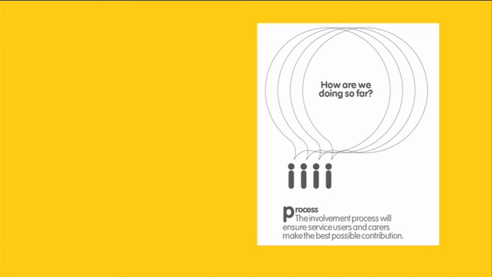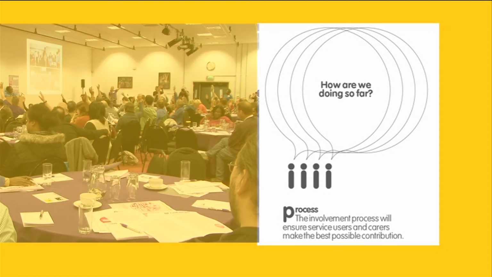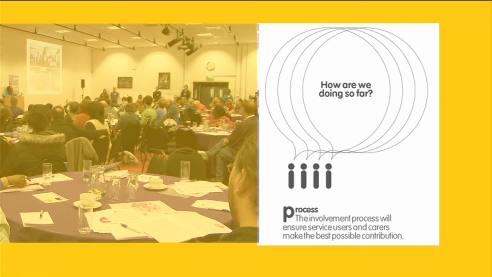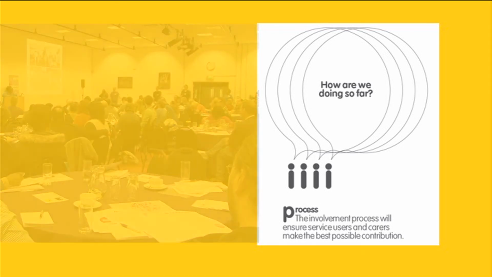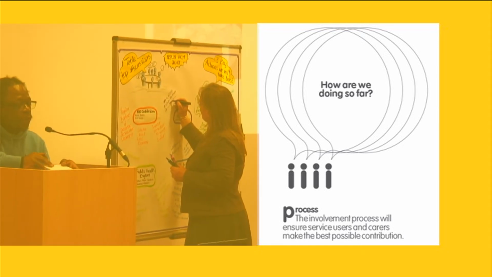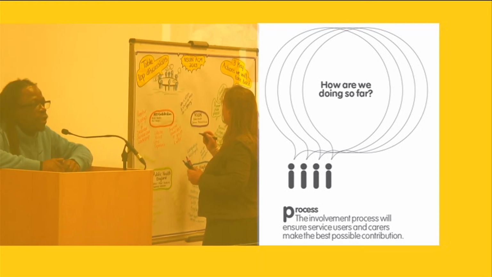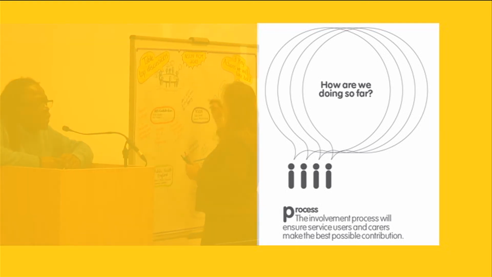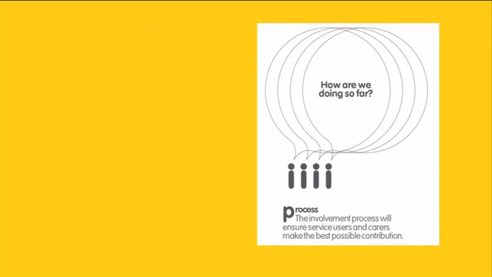Process. We need to be involved at the very beginning with the development rather than just delivery. Process needs to be carefully planned and thought through to ensure that service users and carers can make the best possible contribution. Information should be made widely available through a number of channels. This may mean adopting non-traditional approaches, such as outreach, working with mediators, and working in diverse communities.